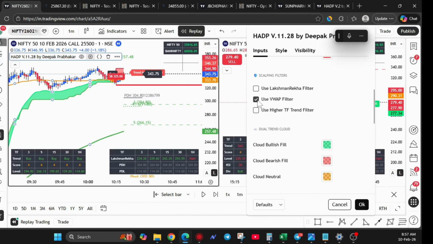Fine. Now I am switching on use Lakshman Rekha. Now this will disappear because Lakshman Rekha is here. The candle is very well above. So sell signals above the Lakshman Rekha will not get printed. So if I turn it on, that is gone, right? So that is the importance.